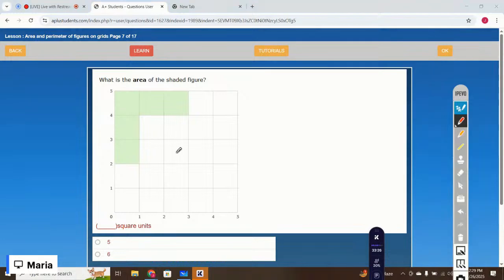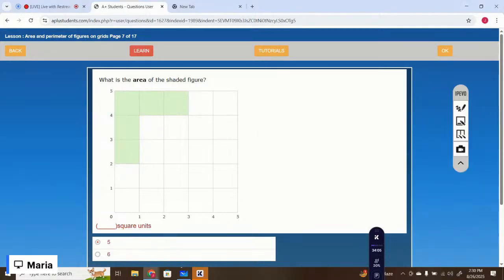What is the area of the shaded region? So 1, 2, 3. 3 times 1, that is 3. And 2 times 1, that is 2. So you need to add 3 plus 2 makes 5. So the area of the shaded region is 5. That is 5. Option number 1 is the correct option.